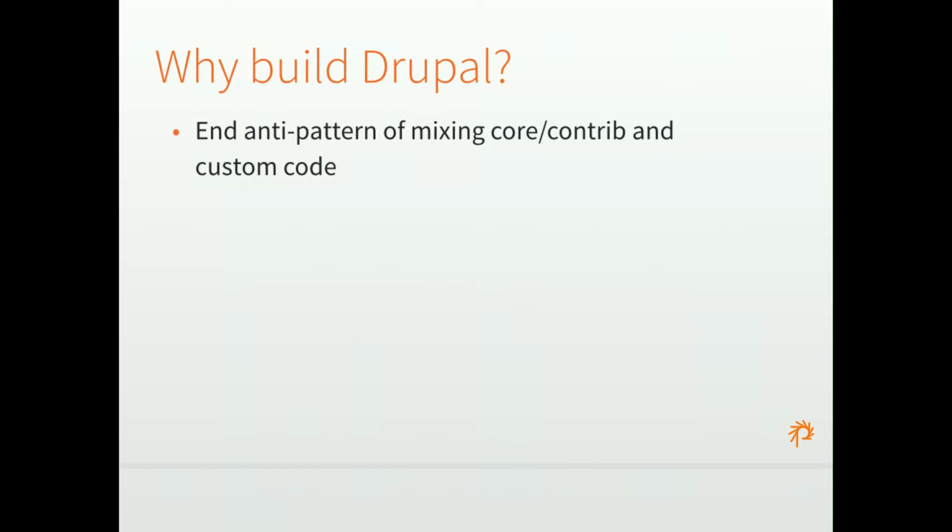So why are we taking this approach? Why do we want to build Drupal? One thing is ending the anti-pattern of mixing core and contrib code with your custom code. In the first approach I was talking about, you'd probably have your built-out Drupal doc root where you've got core, and then under that you've got your custom code and also contrib code. And I think there are some good reasons to want to separate out the code that you're developing that's custom from the code that you're inheriting from other sources.